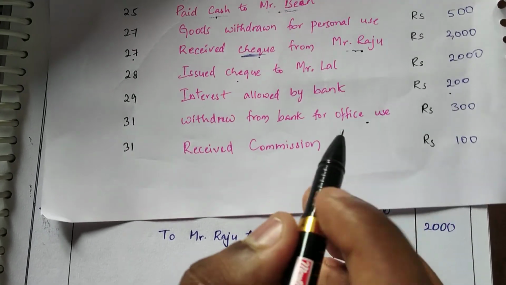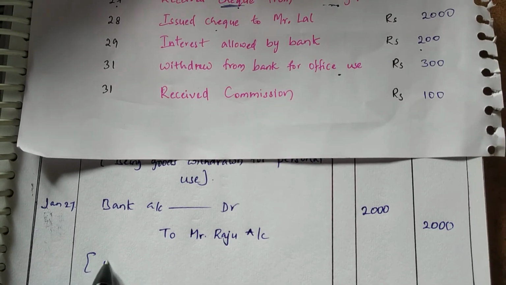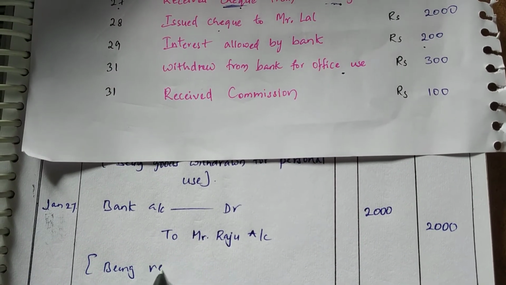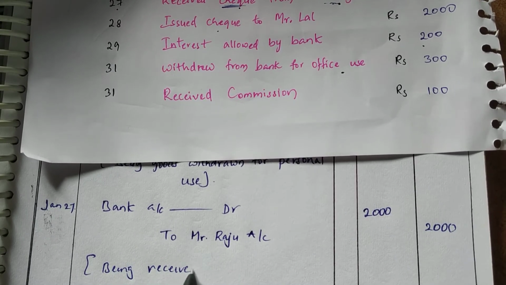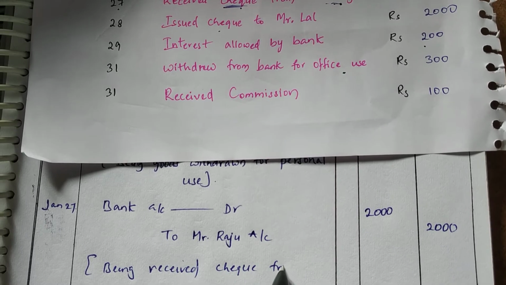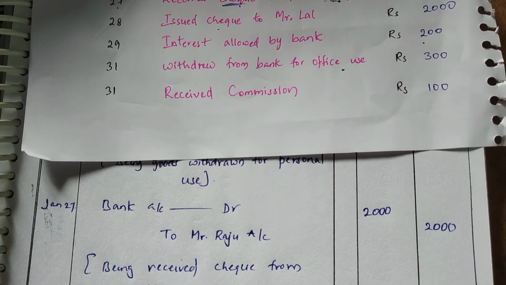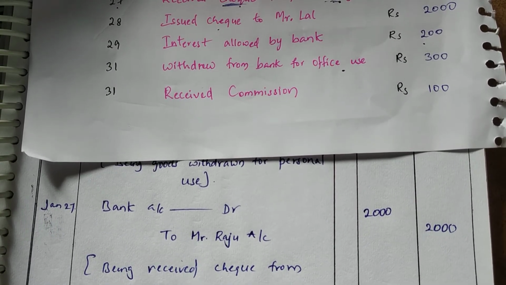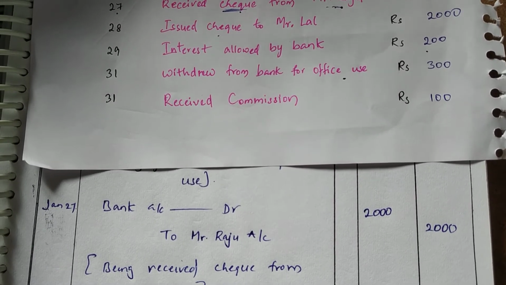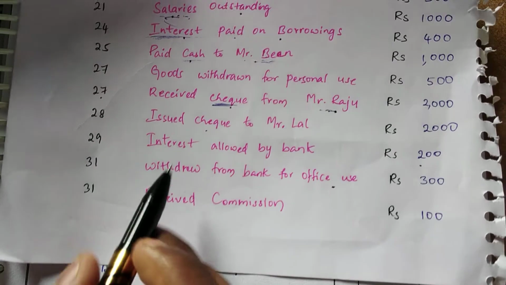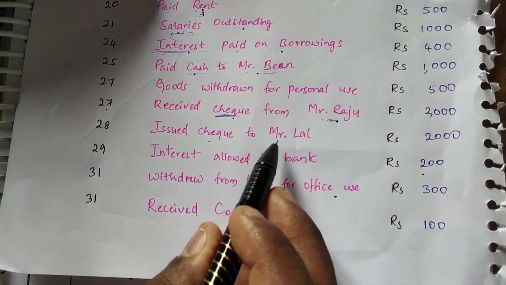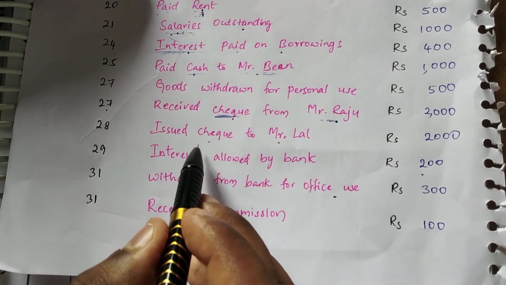Okay. Next transaction. What is the narration? Being check received from Mr. Raju. Since we have received the check from Mr. Raju, we have passed the journal entry: bank account debit to Mr. Raju account. Next transaction is on January 28, issued check to Mr. Lal. We have issued the check to Mr. Lal here.